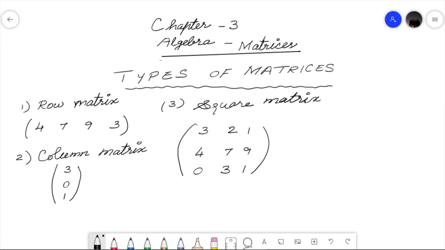Here how many rows are there? 3 rows are there and 3 columns are here. We can give one more example. 2, 4, 6, 0. Here 2 rows and 2 columns. So this is a square matrix.